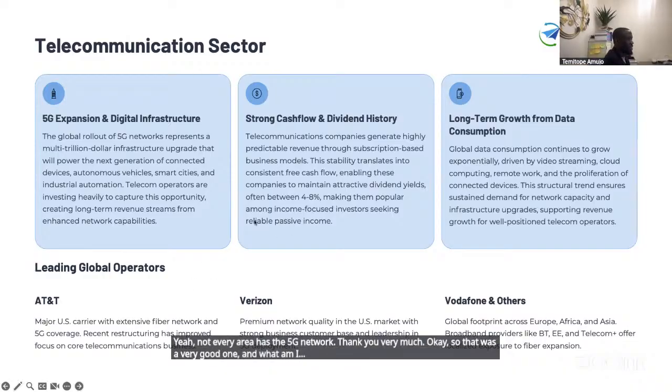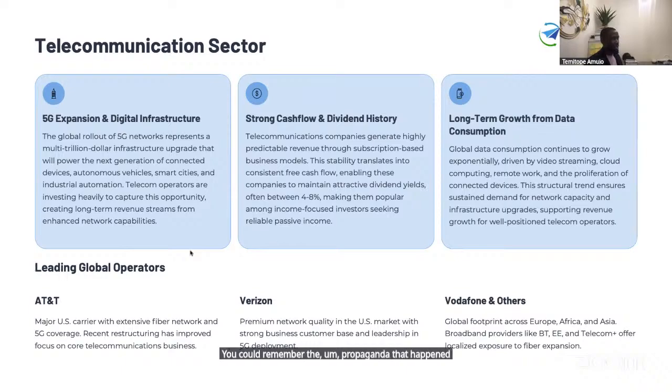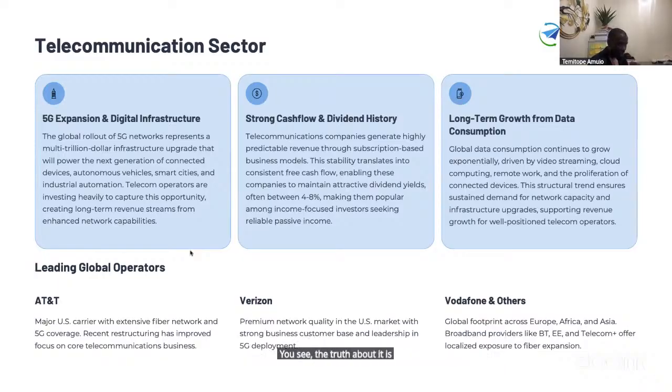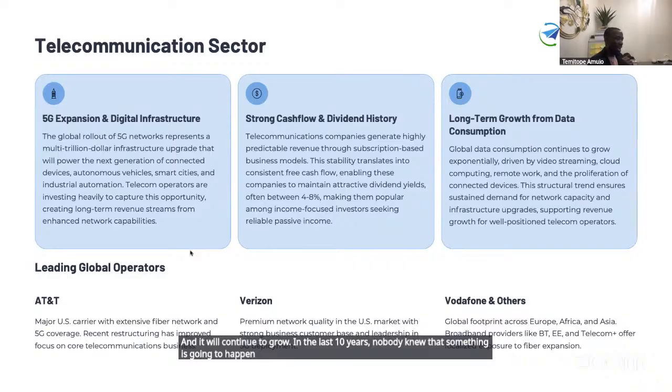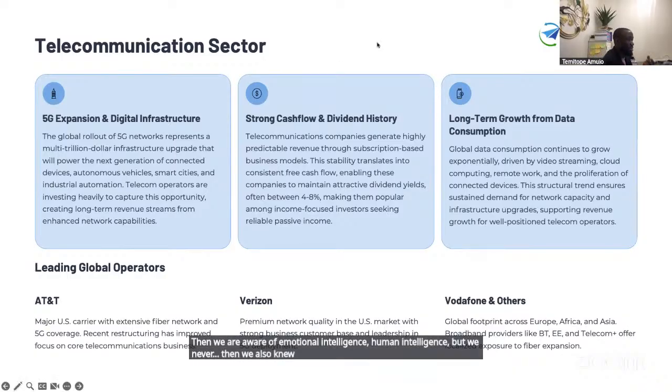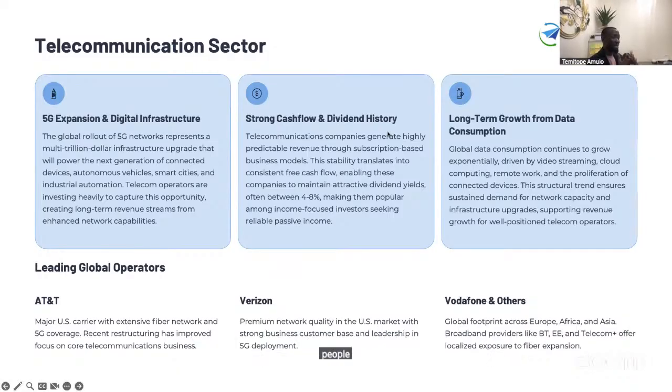And what I am trying to say here is that you could remember the propaganda that happened then when they said 5G is going to be killing people, 5G is this, 5G is that. The truth about it is technology is growing and it will continue to grow. In the last 10 years, nobody knew that something would happen that will be called AI. We were aware of emotional intelligence, human intelligence, and we also had a little bit about artificial intelligence, because I remember myself and some people have been talking about artificial intelligence for a while, but we didn't know that this is how it was going to come with the advent of OpenAI and the likes. But today, it is something else. A lot of people are still feeling like AI is not good, AI is not safe, AI is not ideal, is not encouraging human intelligence and the likes.